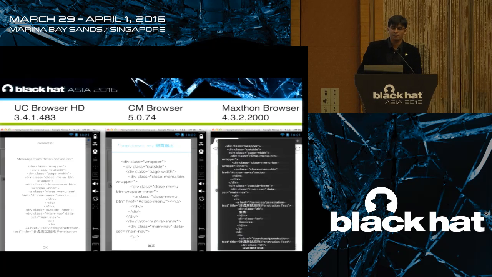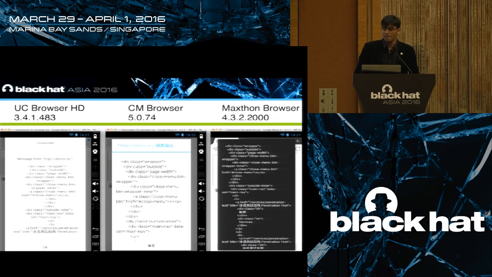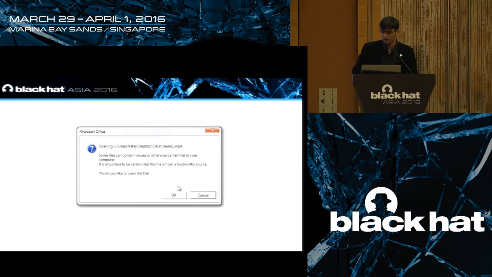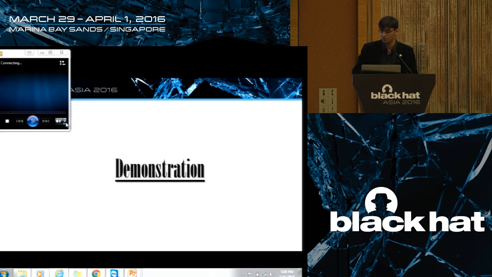And since it affected the WebView component, and the vulnerable implementation of the WebView was being used by multiple other browsers, as per research by Trend Micro, 42% of the total browsers in Google Play were affected with this vulnerability. And these are examples: UC browser, CM browser, Maxthon browser, where we have alerted the innerHTML property. I have a simple demonstration of this issue, so you can see how it works.